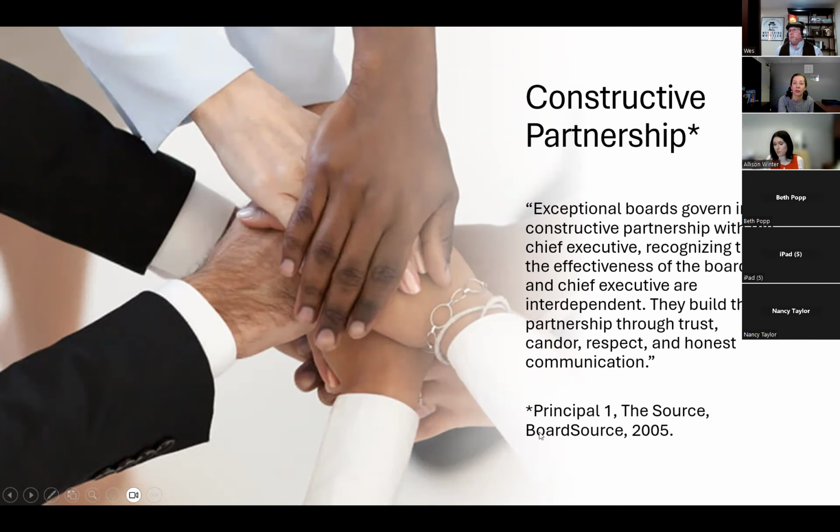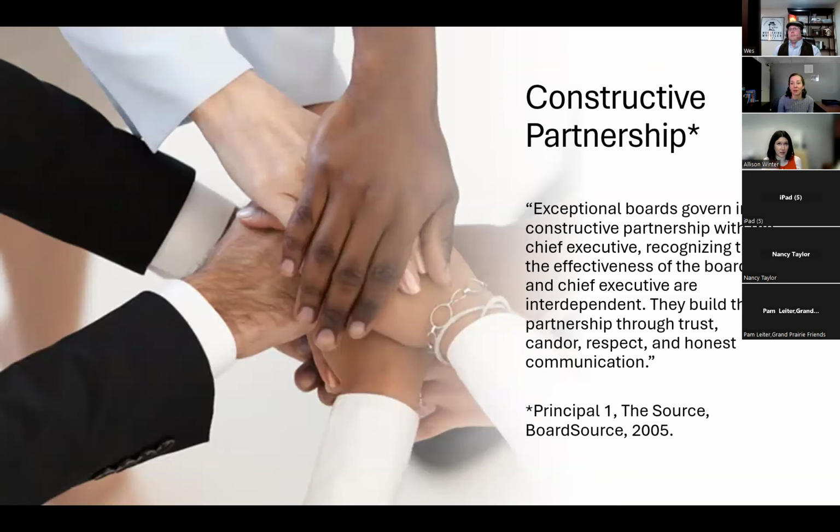So I'm going to move my screen over here so I can read this better. Exceptional boards govern in constructive partnership with the chief executive, recognizing the effectiveness of the board and chief executive are interdependent. They build this partnership through trust, candor, respect, and honest communication. Genevieve mentioned that a lot of times a board may have to replace their executive director, their chief executive.